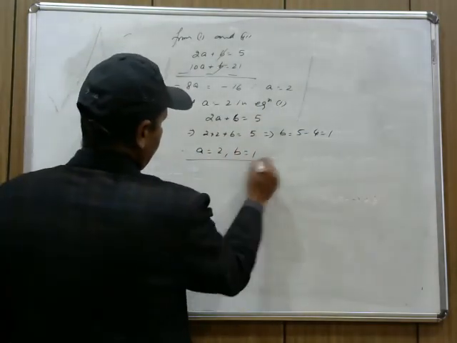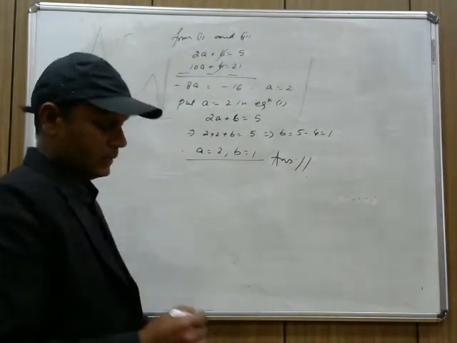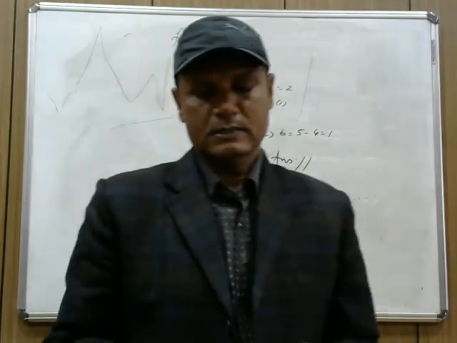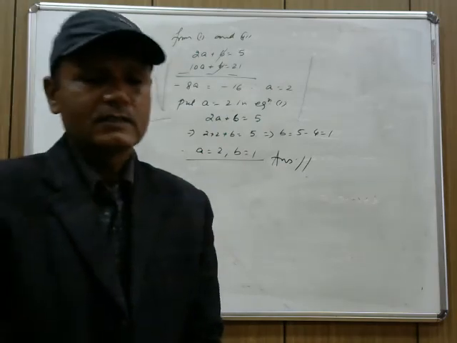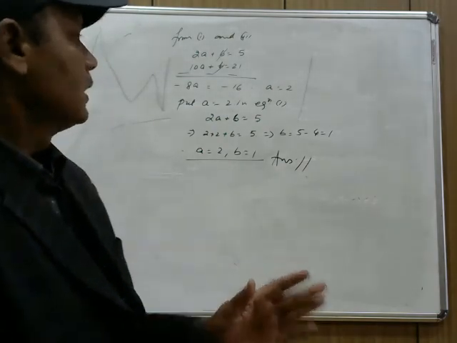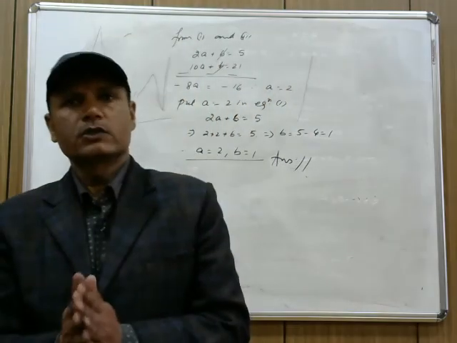This is the answer for the given problem: the given function is continuous if the value of a is 2 and b is 1. This was the whole discussion regarding continuity. Now this part, the continuity, is complete.